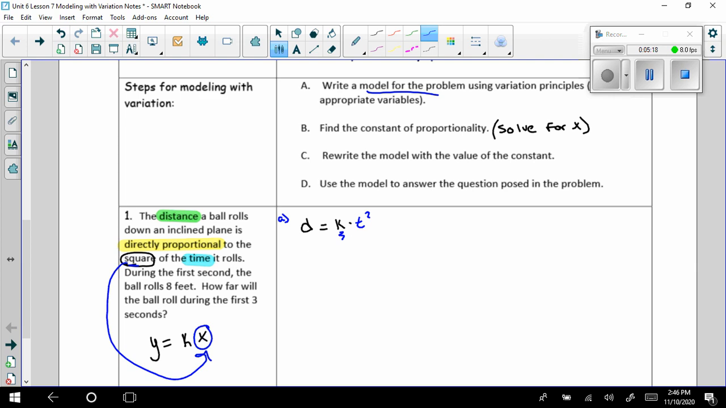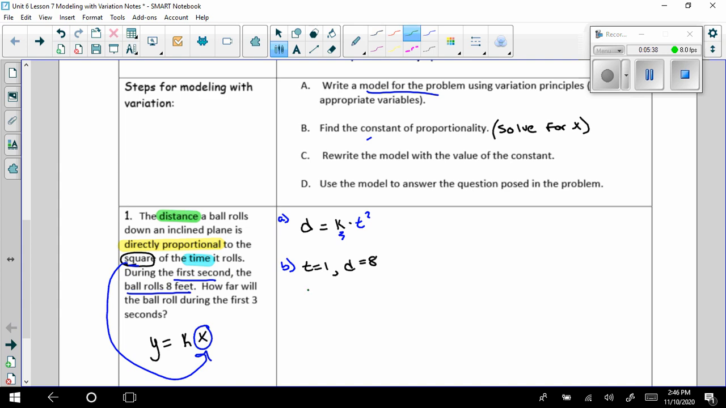This is our model. We can then solve for k by plugging in things that we know. So we know during the first second, the ball rolls 8 feet. So we can plug all that in. T equals 1, and the distance was equal to 8.